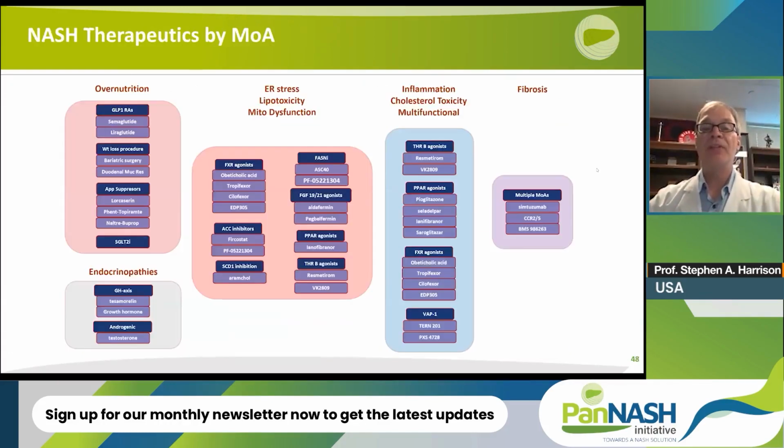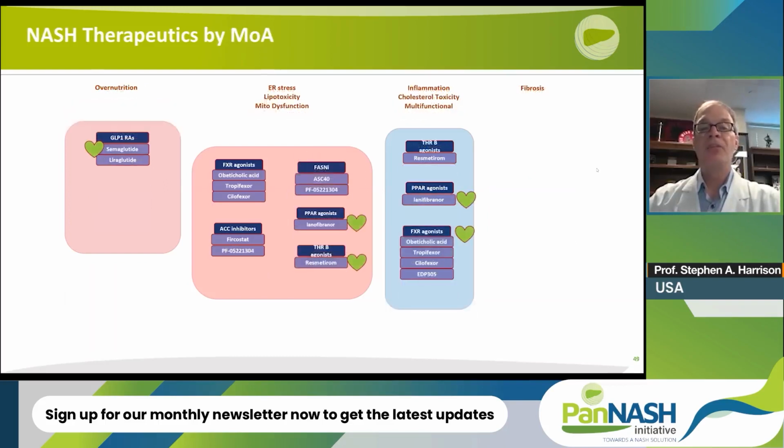When we think of combination therapies, we need to think of different buckets. Those that target overnutrition or endocrinopathies, those that focus on ER stress, lipotoxicity, or mitochondrial dysfunction, those that target inflammation, cholesterol toxicity, or are multifunctional, and those that target fibrosis. And ideally, we would pick drugs from each of these different buckets, or at least 2 different drugs from different buckets. Just as an example, I put in green hearts those that I think might be good combinations.